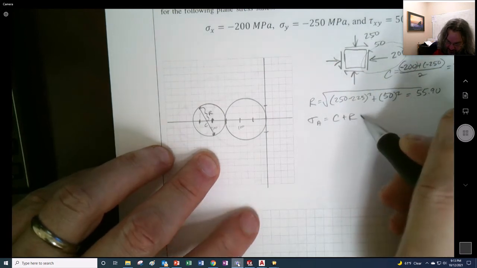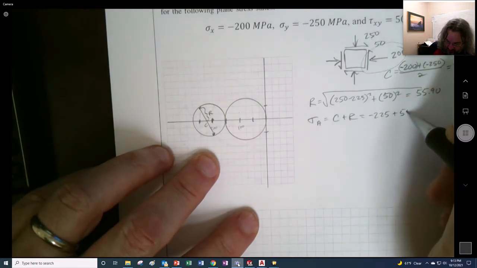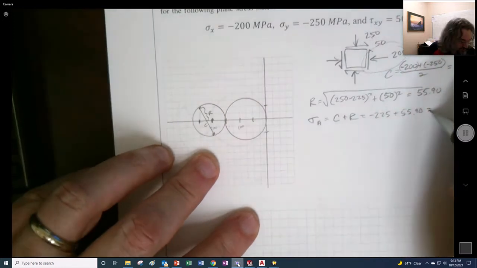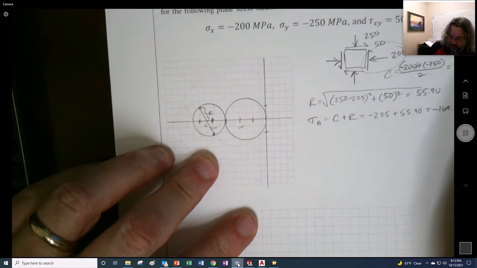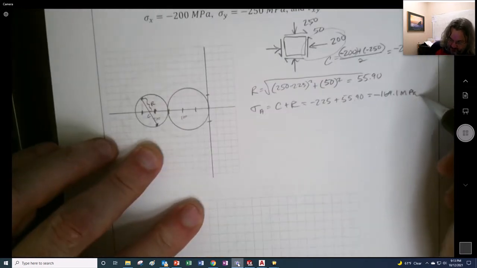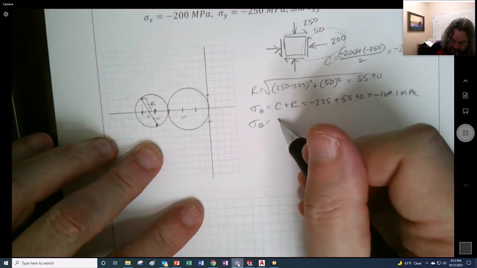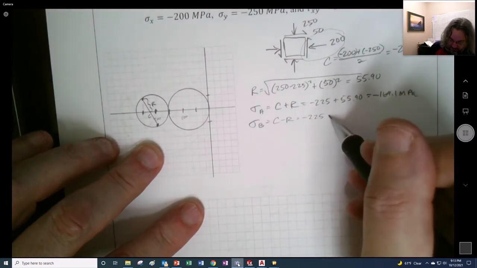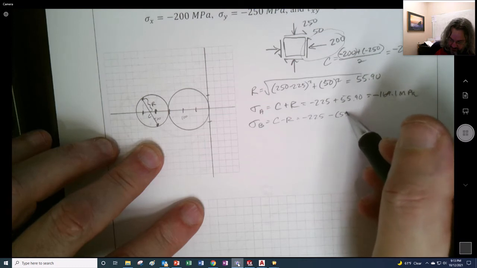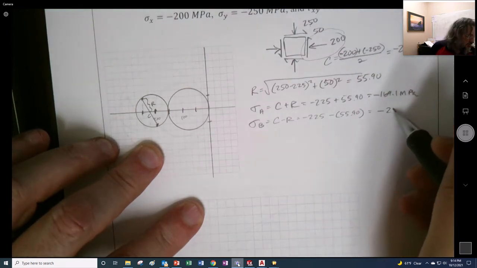So we can find sigma A is going to be C plus R, or negative 225 plus 55.90. So we end up getting negative 169.1 megapascals. And sigma B is going to be C minus R, so that's your negative 225, and then the minus 55.90. So it's a negative 280.9 megapascals.